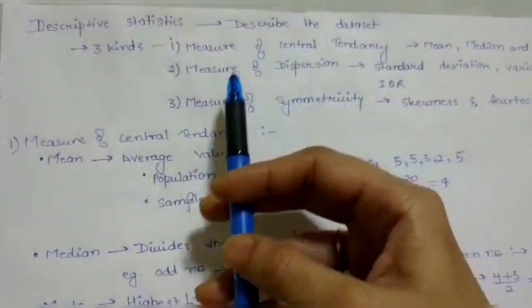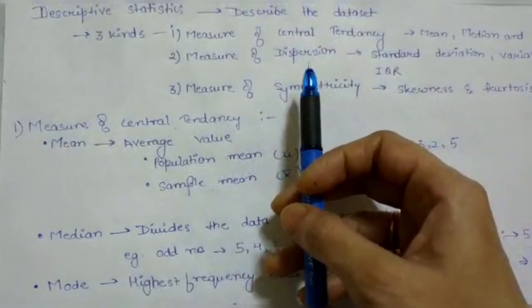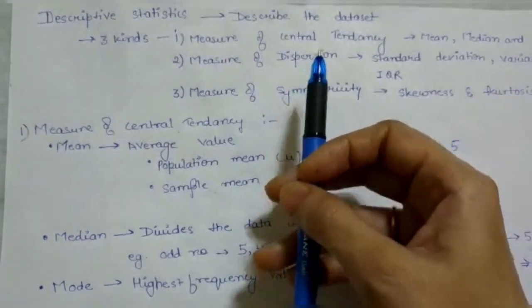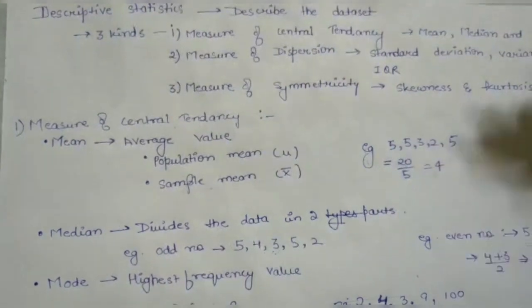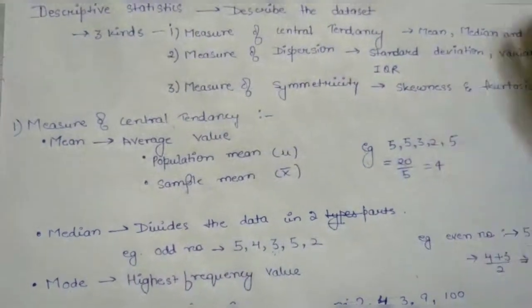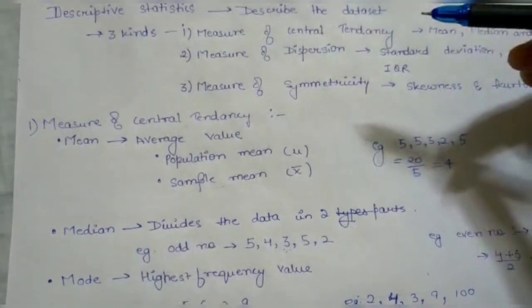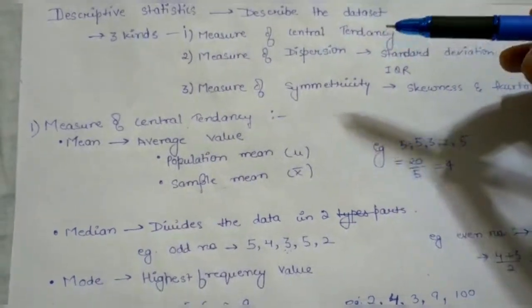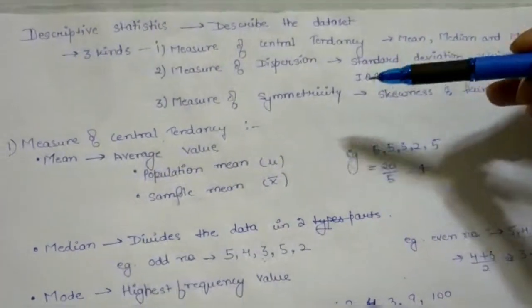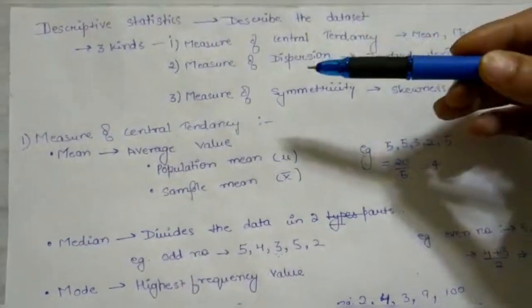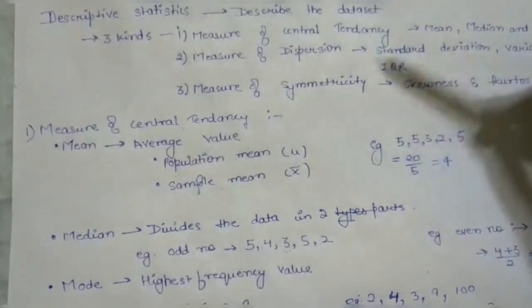नाउ वी विल सी अबाउट द मेजर ऑफ डिस्पर्शन. व्हाट इज दिस मेजर ऑफ डिस्पर्शन? मेजर ऑफ डिस्पर्शन हमें ये बताता है कि हमारा डेटा पॉइंट क्या एक दूसरे के क्लोज है, वेदर इट इज़ क्लोज टू अ मीन और इट इज़ फार अवे फ्रॉम द मीन. तो ये हमें मेजर ऑफ डिस्पर्शन के हेल्प से पता चलता है. और ये हम कैसे जानते हैं? विद द हेल्प ऑफ स्टैंडर्ड डेविएशन, विद द हेल्प ऑफ वेरिएंस, विद द हेल्प ऑफ IQR, we came to know whether our data points are close to each other and how it is dispersed or whether it is far away from each other.